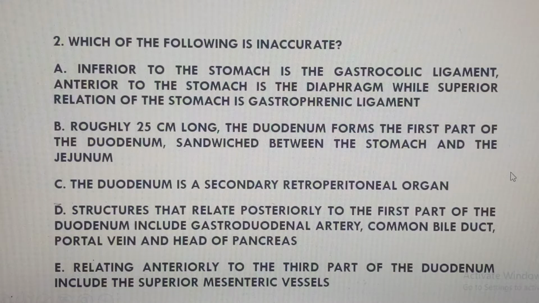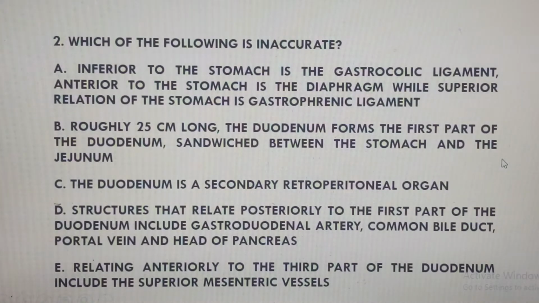We will justify that. Option B says roughly 25 centimeters long, the duodenum forms the first part of the small intestine, sandwiched between the stomach and the jejunum. That is a very true statement. I'll justify that.